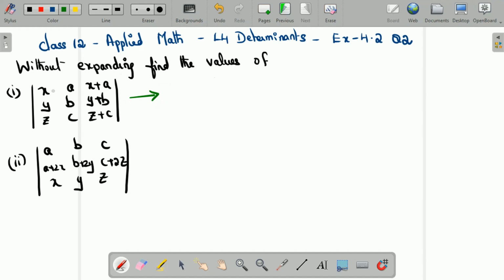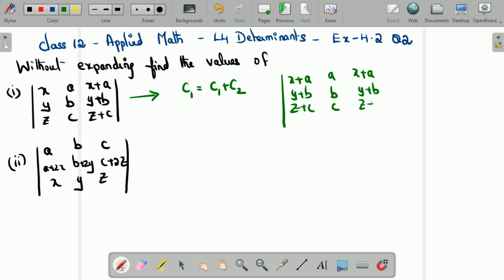So in this case, the first row is x plus a, y plus b, z plus c. Here I'm going to write the first transformation as R1 plus R2. So the new determinant will become x plus a, y plus b, z plus c in the first row, a, b and c in the second row, and here it is another x plus a, y plus b and z plus c.